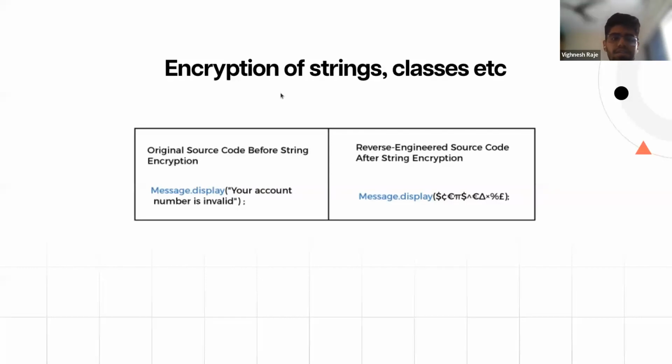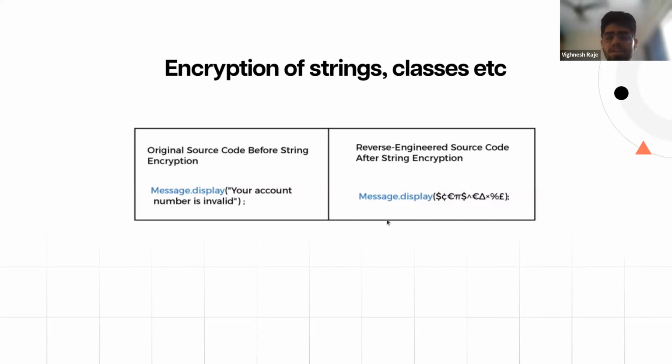Next technique is encryption of strings and classes. Here, on the left, in the original source code, message.display is printing "your account number is invalid." On the right, message.display is printing a message, but here the string is obfuscated. So you don't exactly know what the message is being printed.